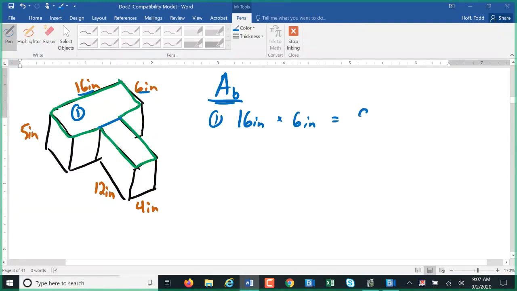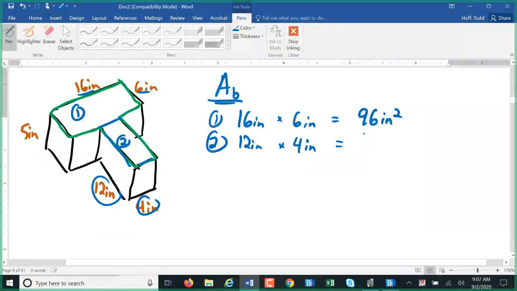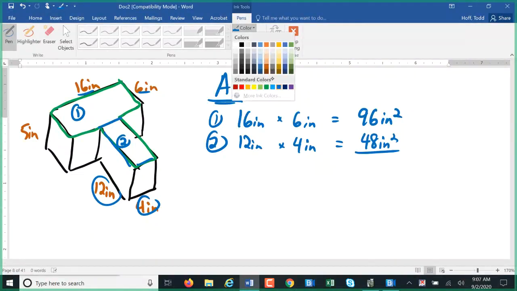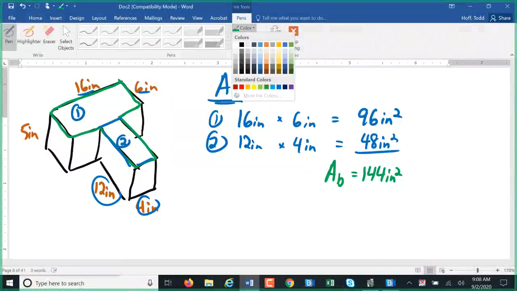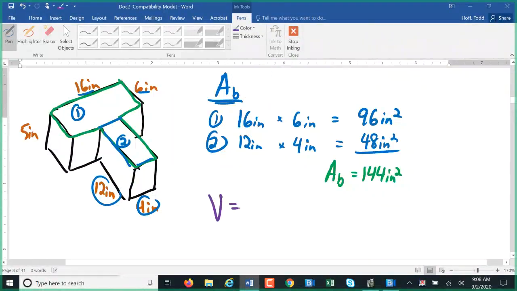Which makes that 96 inches squared. This second piece here, well, I got to do a little work. This is 12 here, from here, and this is 4. Actually, I don't have to do much work there. 12 inches by 4 inches, 48 inches squared, giving me a total area of that base of 144 square inches.